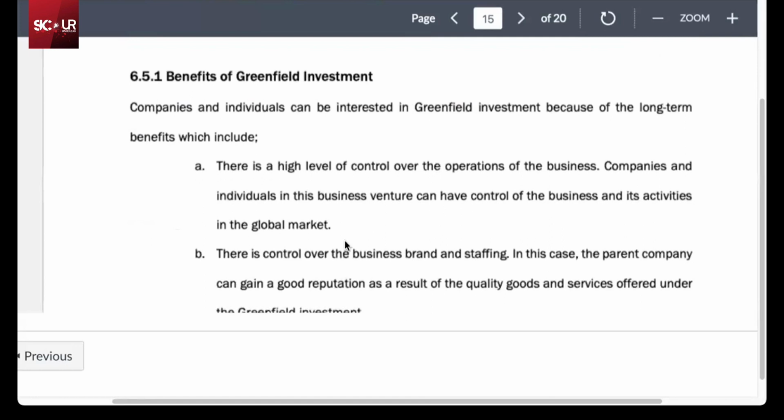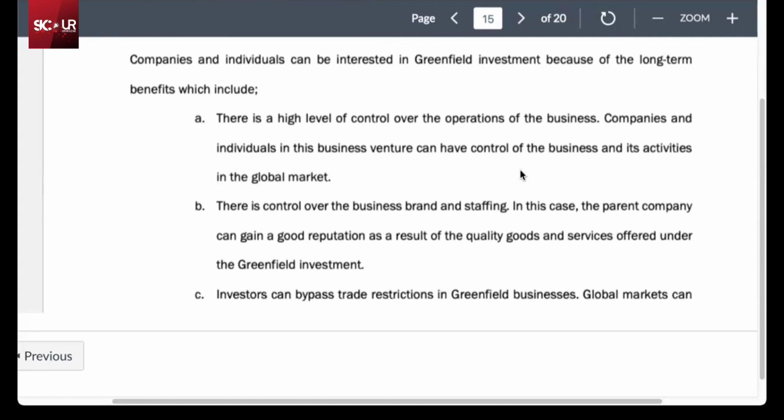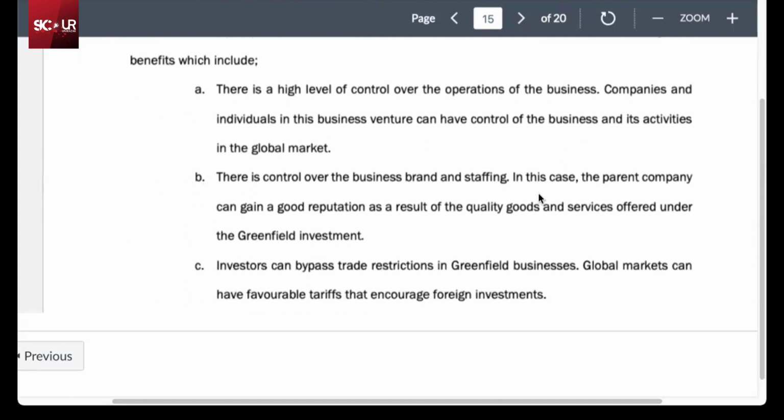The benefit of greenfield investment is a very high level of control of the operation of the business, because you are starting the business fully from scratch in the host country. So companies and individuals in this business can have control of the business activity in the global market. And then there is control over the business brand and staffing. You can use labor from the host country and also from the home country. It's up to the business. In this case, the parent company can gain a very good reputation as a result of quality goods and services.